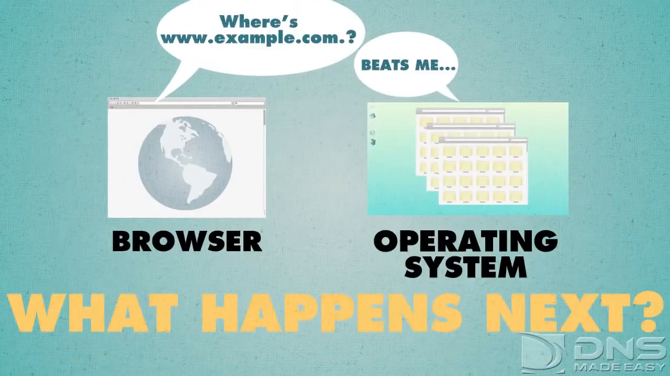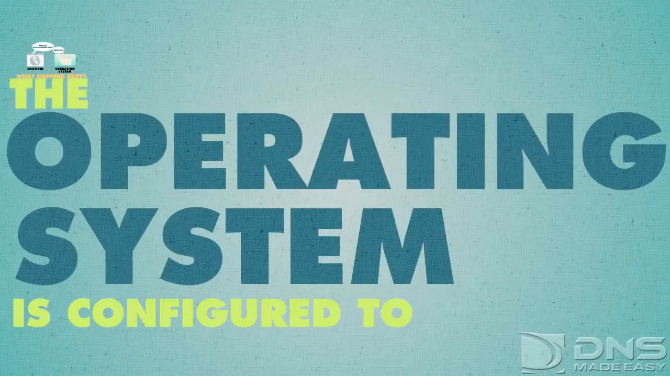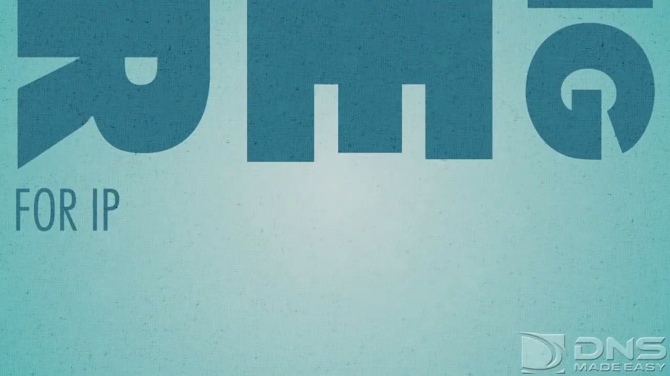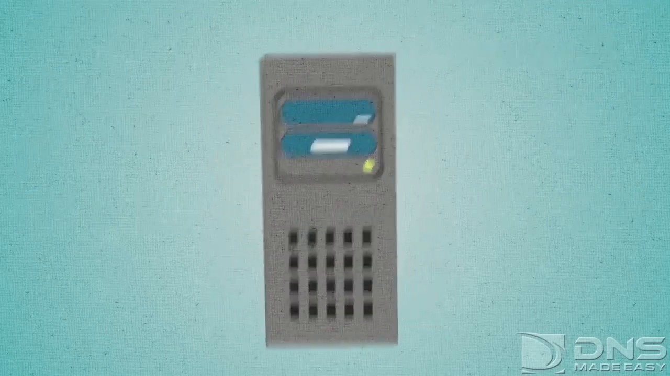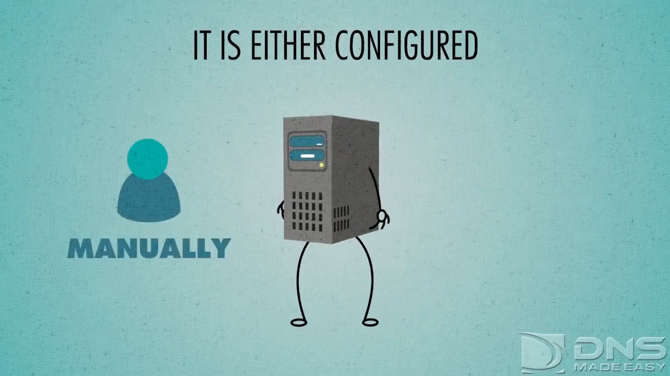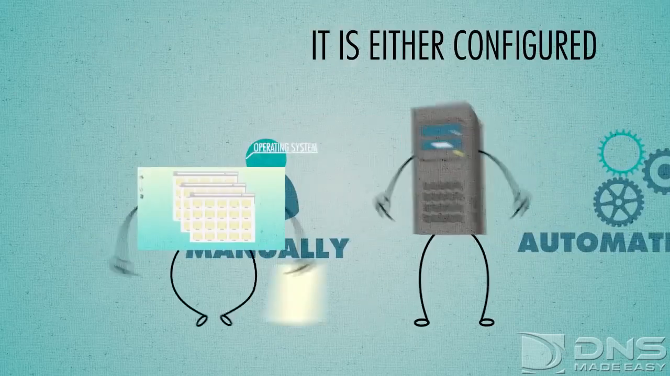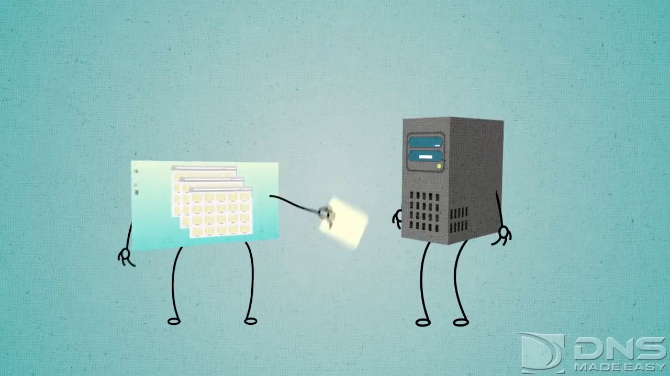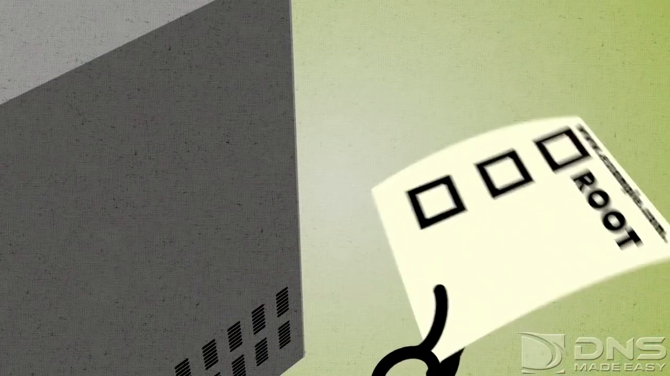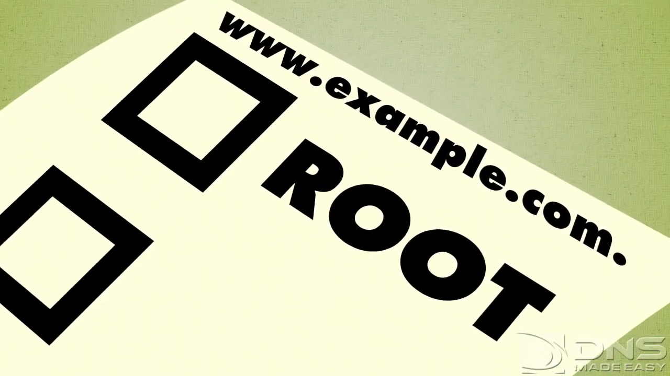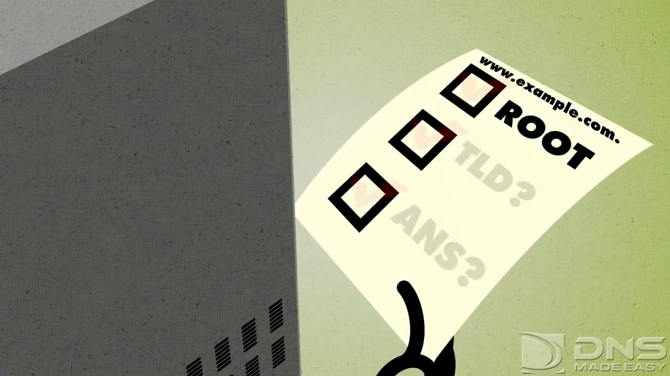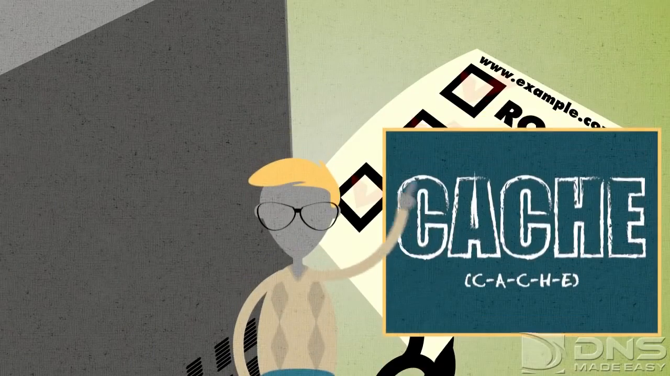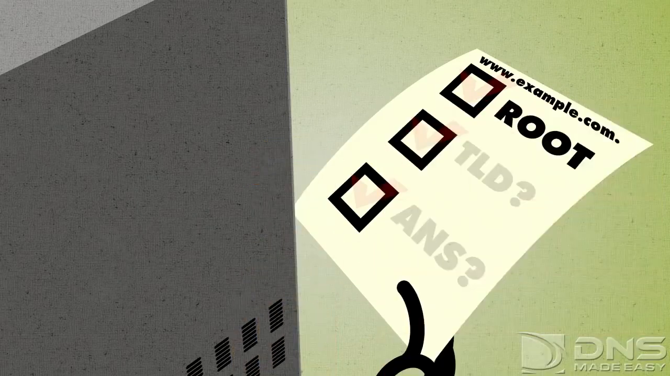What happens next? The operating system is configured to ask a resolving name server for IP addresses it does not know. The resolving name server is the workhorse of the DNS lookup. It is either configured manually or automatically within your operating system. Your operating system asks, or queries, the resolving name server for www.example.com. The resolving name server may or may not have this in memory, or cache. Yes, the C-A-C-H-E one, not that. Never mind. For the sake of this demonstration, it does not.